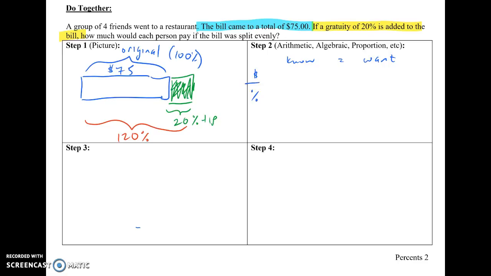Alright, so the first thing we know is that the original bill is $75. That means $75 is our 100%. So I have $75 over 100. This is going to equal what we want to know. We want to know what the 20% tip is. So we don't know that. We're going to put X over 20%. Alright, double check the unit. $75, original bill, that's over 100%, equals X dollars over 20%. Good.